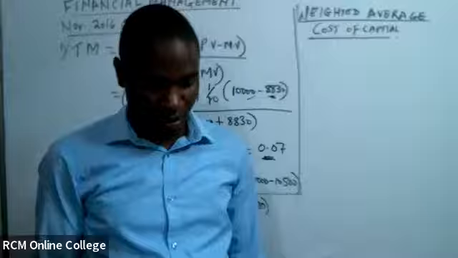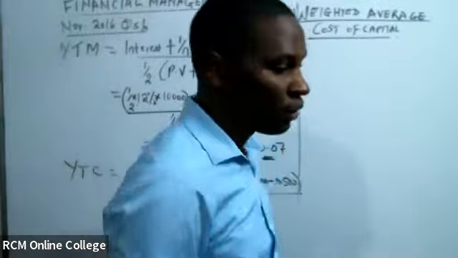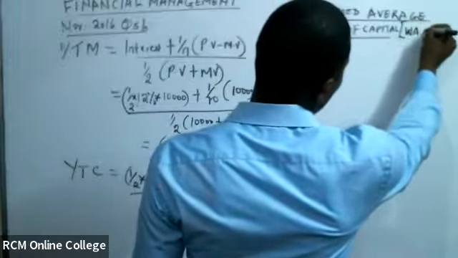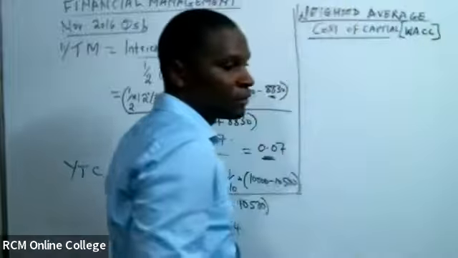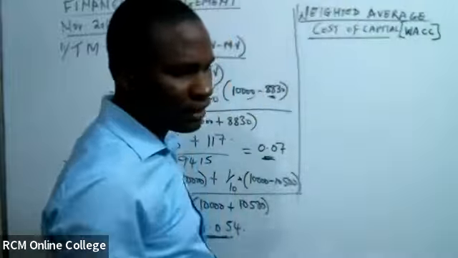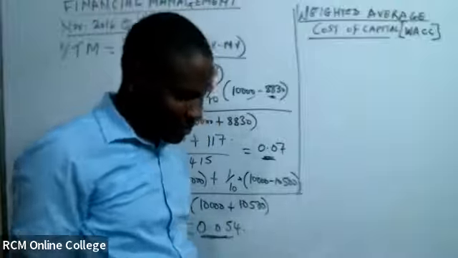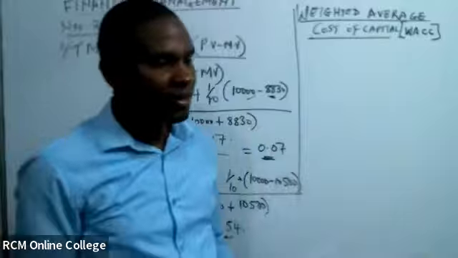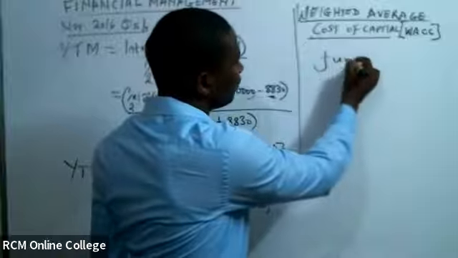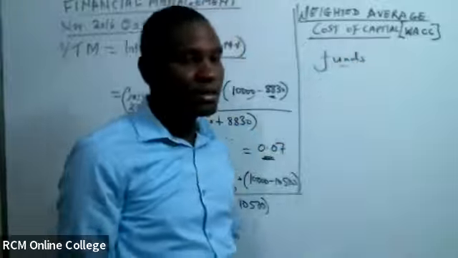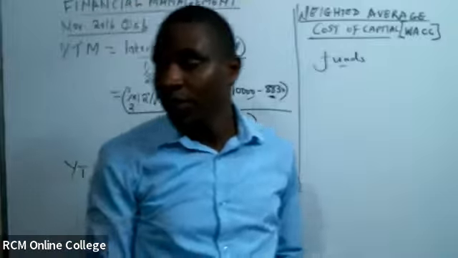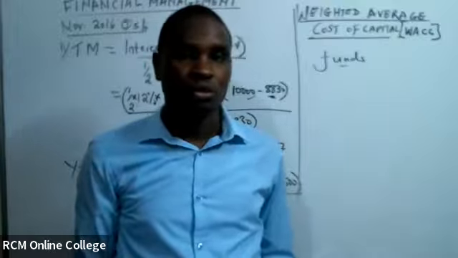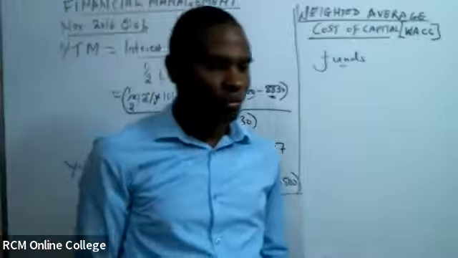Now we have some steps in calculating WACC. We abbreviate it as WACC. So class, it entails raising historical funds by undertaking a historical project. I hope we are together now.